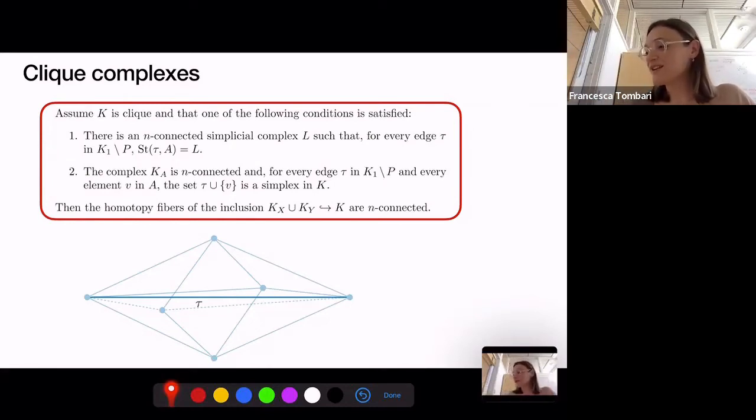In particular, let's observe this decomposition: X is given by these 4 vertices in the middle plus this extremal left point. Symmetrically, Y is given by these 4 again and this extremal right point. So there is just one edge, tau, which I've highlighted here, which is in K minus P.